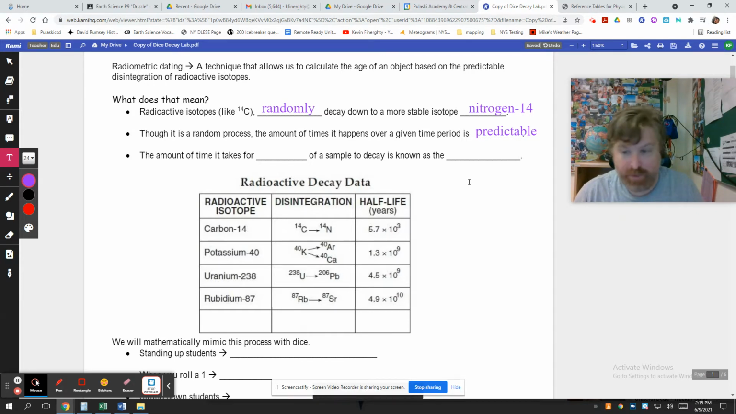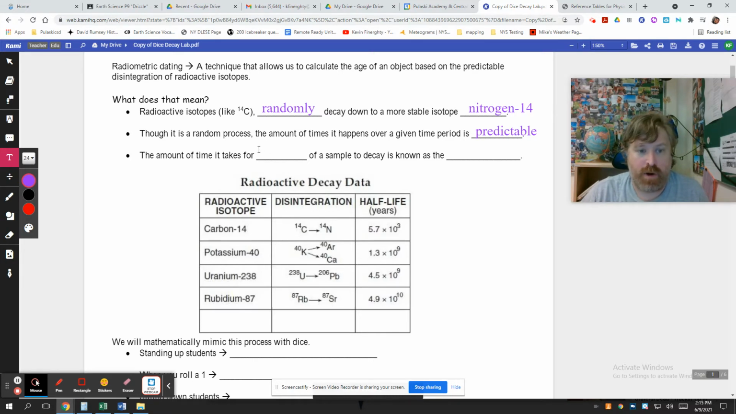And the way that we're going to mimic that is by rolling a whole bunch of dice. This is going to be the same process. Dice rolling is a random process, but you'll see that when we do it and we do it and we do it, if you do it over enough trials, get enough numbers, the results end up being pretty predictable just by the rules of probability that maybe you're working on in math class.